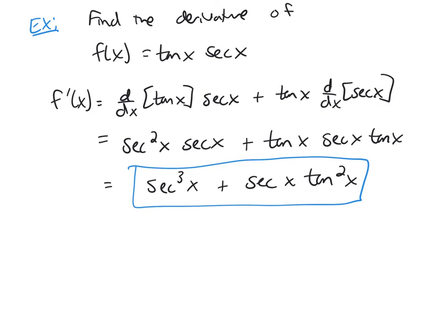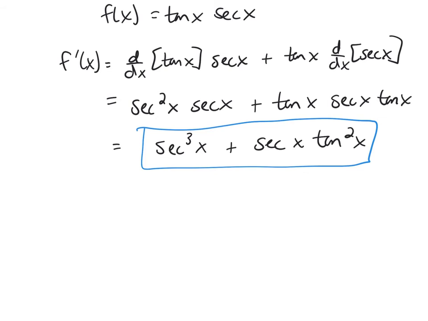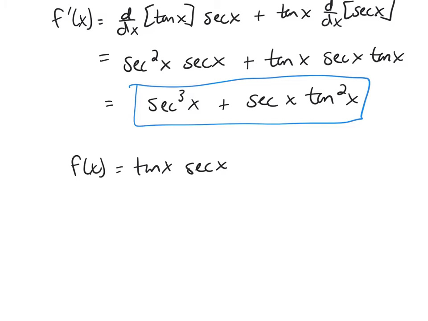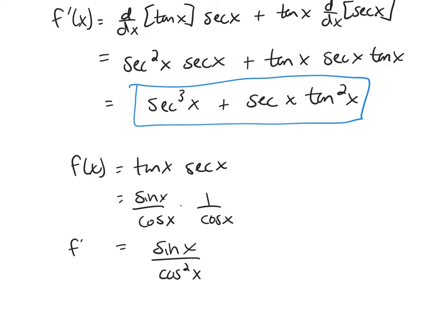There was also another way you could have done this problem if you took your function f of x, which was tangent times secant. You could have written it in terms of sines and cosines and done it that way as well if you want. So sine over cosine, secant is 1 over cosine, sine over cosine squared. And then use the quotient rule instead of the product rule. It's up to you. That's just a different way to do it.